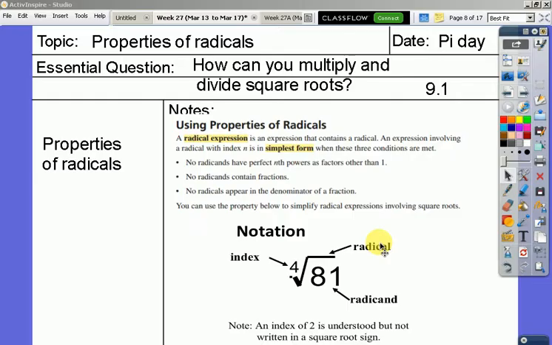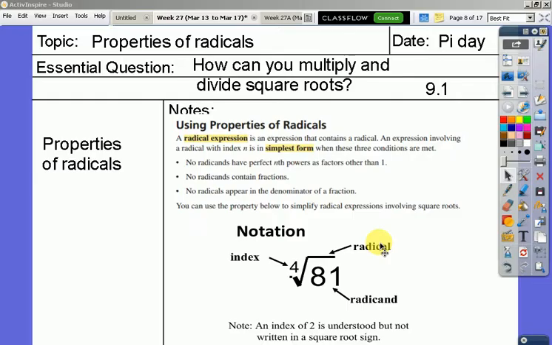Now, when we take the square root of something, we don't often put a 2, it's implied. Just like, remember I have, let's say, the variable a, there's an implied constant 1 in front of that a. So there's an implied 2 unless you specify a different index. And we'll talk about the importance of those indexes or indices here in a minute. The actual number on the inside of your radical is called a radicand. It says an index of 2 is understood but not written in a square root sign, so just like I said.